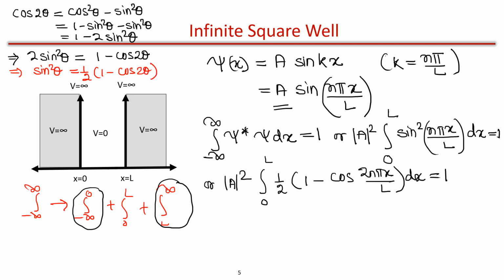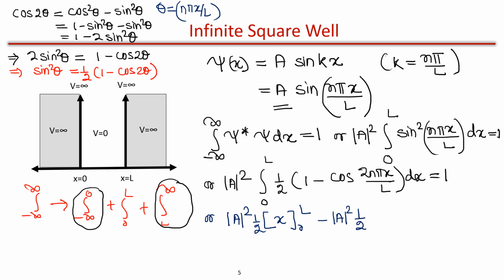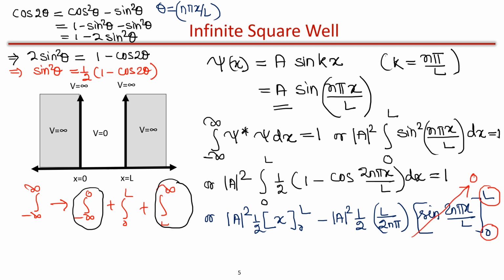In our case, theta is equal to n pi x by L. So when you integrate this, you will obtain x from 0 to L, minus 1 by 2, L by 2n pi, sine 2n pi x by L, from 0 to L. Please note that at x is equal to L and at x is equal to 0, this term becomes 0. So this quantity must be equal to 1.